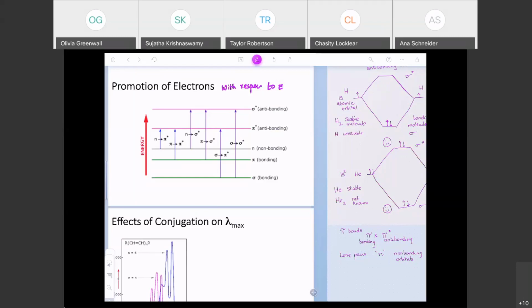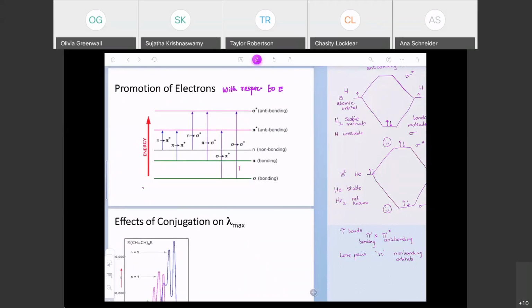These are your major transitions, okay? Out of these, you can say that sigma to sigma star is the highest energy, requires the highest energy, followed by sigma to pi star. Approximately, I would say in the same level is pi to sigma star, right? Then comes n to sigma star. I'm just arranging them in the order of energies. Then pi to pi star. The least is n to pi star.